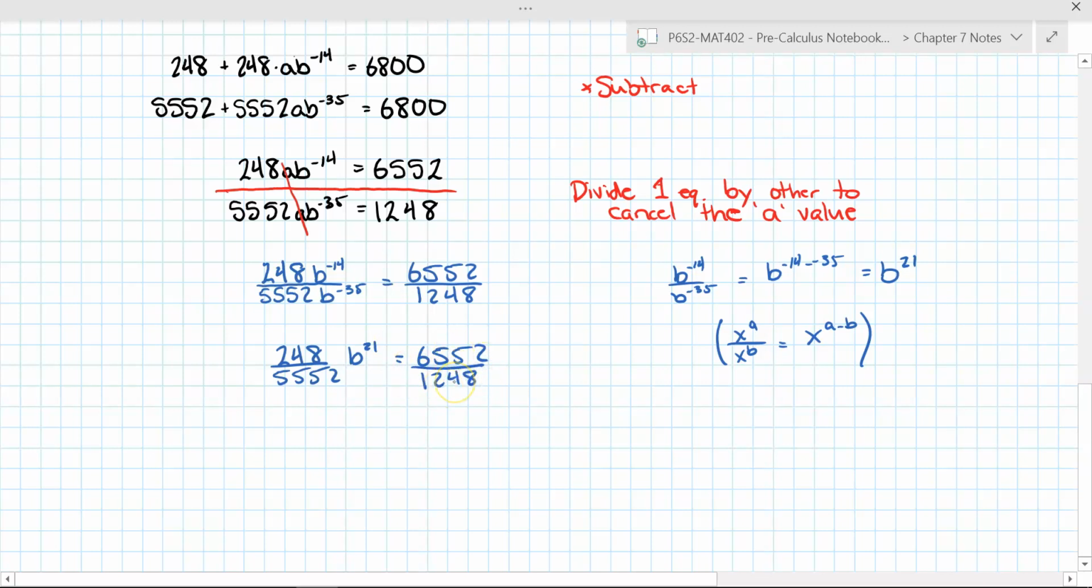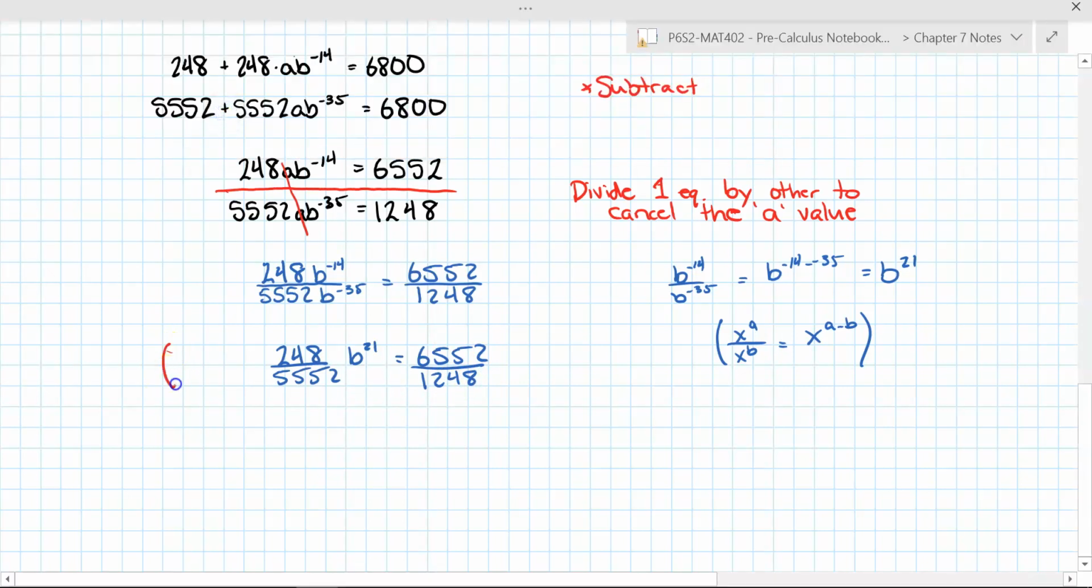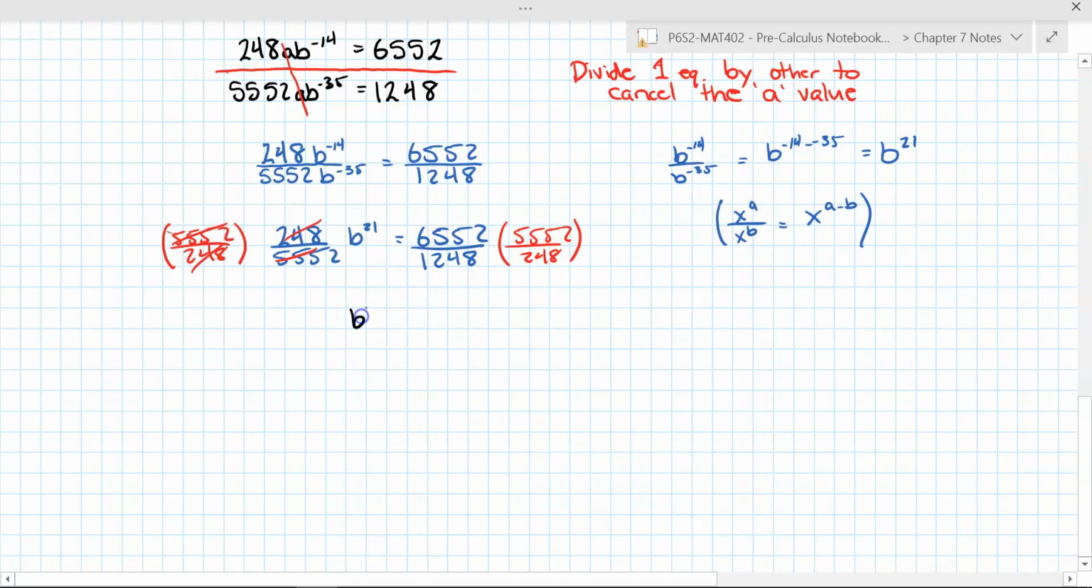over 1248. You can put these into your calculator if you want. I just like to work with the fractions because now to get rid of it, I'm just going to multiply both sides here by the reciprocal of this fraction. Because that's going to cancel with that, and that'll cancel with that. And so I'm left with b to the 21st power equals 6552 divided by 1248 times 5552 divided by 248.